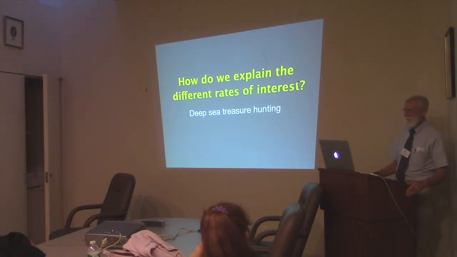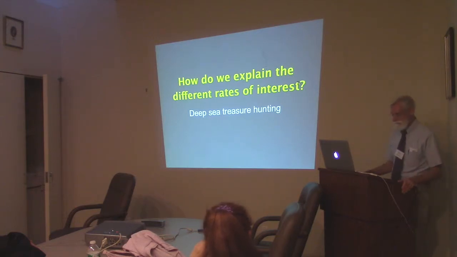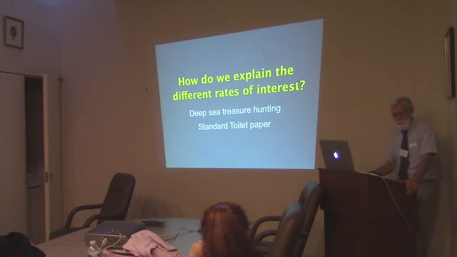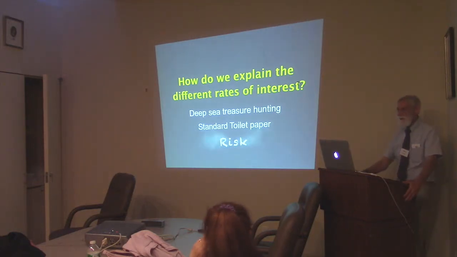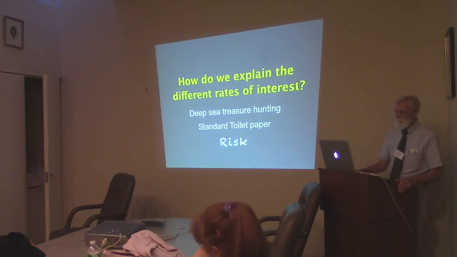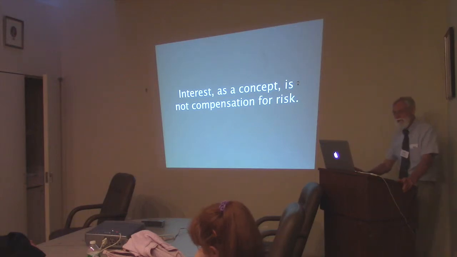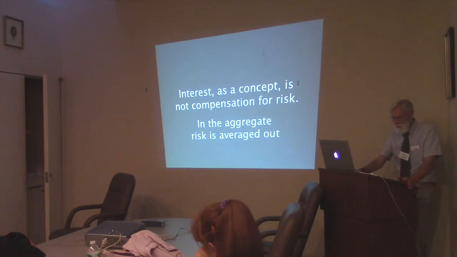And I was trying to think of what would be the most predictable thing that you could make. And I was thinking about the return on toilet paper. And the difference, of course, is risk. So by George's reasoning, interest as a concept is not compensation for risk. In the aggregate, in the total, the risk is averaged out.